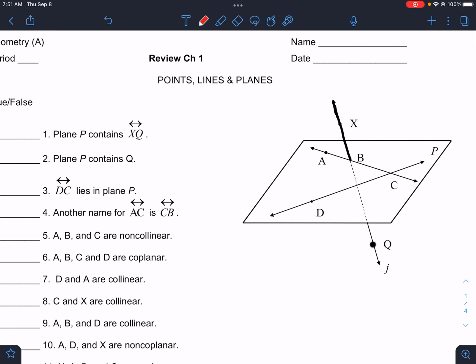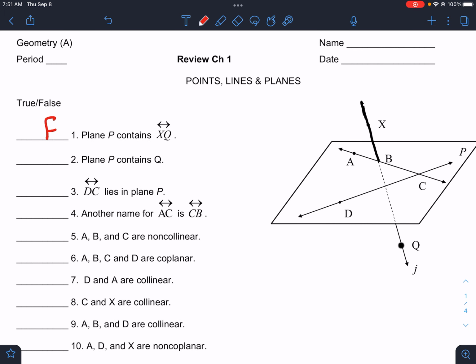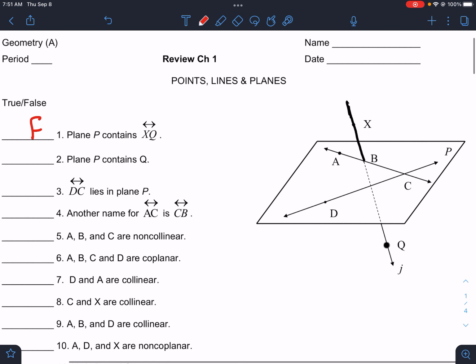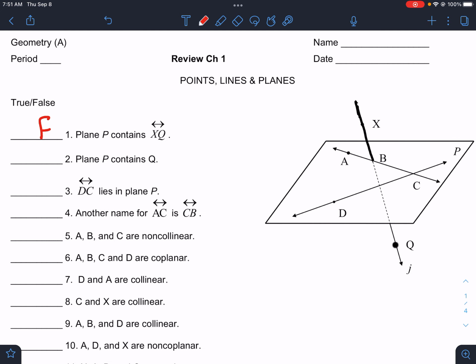All right, plane P, it's plane P in the corner there, contains line XQ. Well, we just talked about how that is false. XQ goes through the plane, but it is not on the plane. Plane P contains Q. Again, that is false. Q is below the plane. That's what the dotted lines tell us. Line DC is in plane P. Yes, this line DC is solid the whole time. That's a yes.